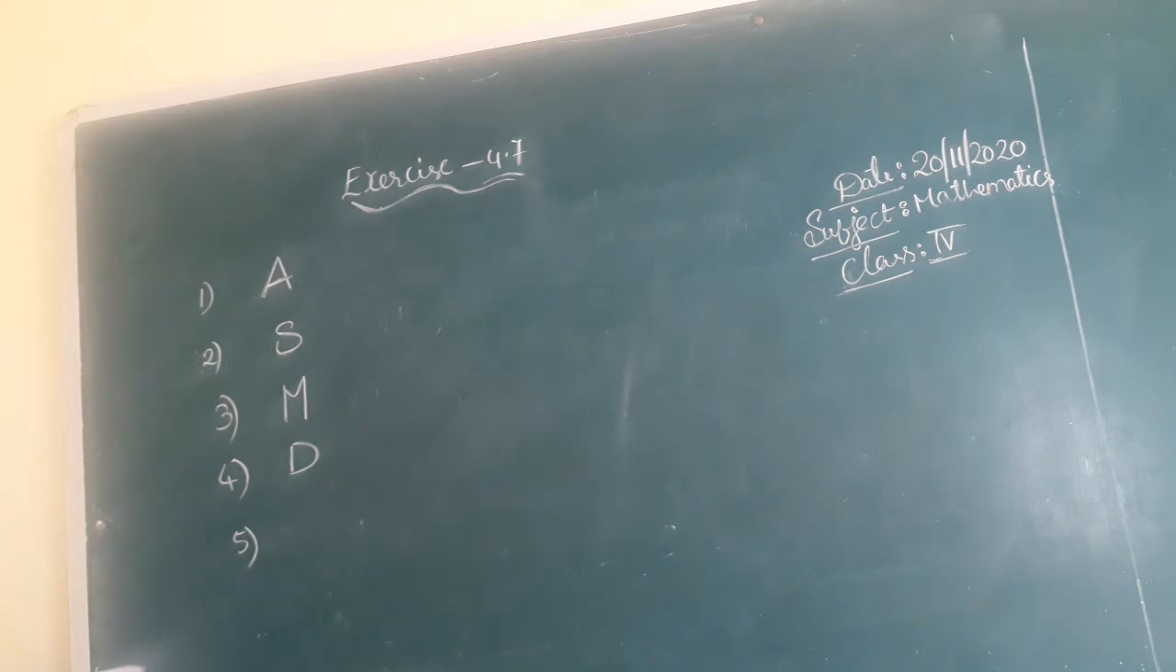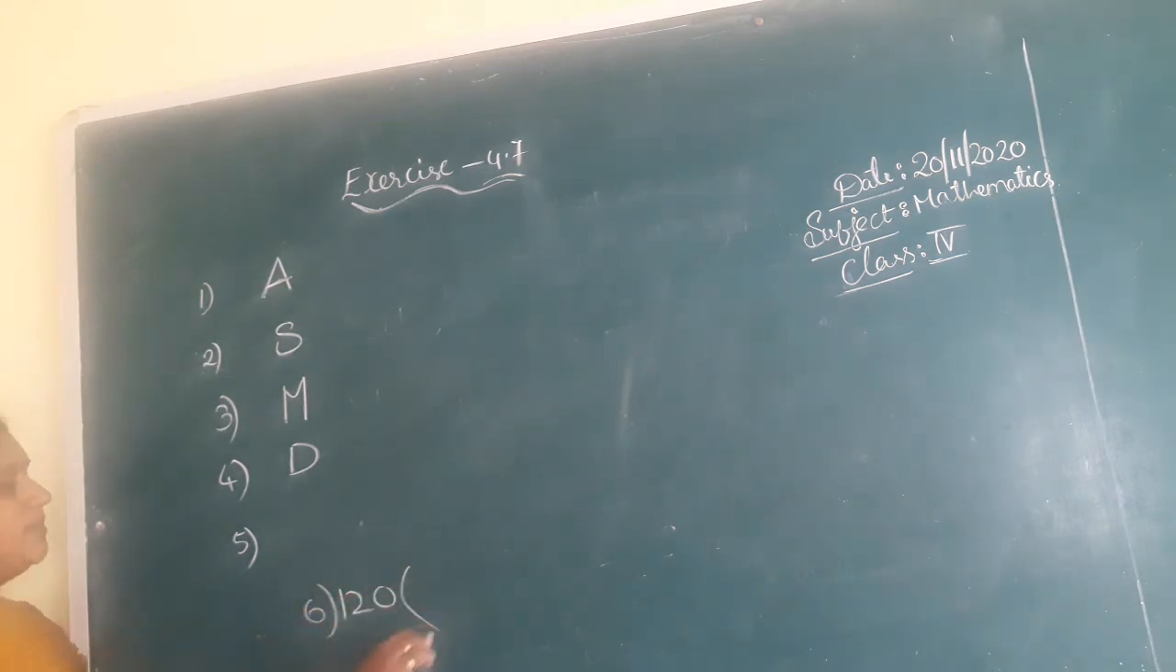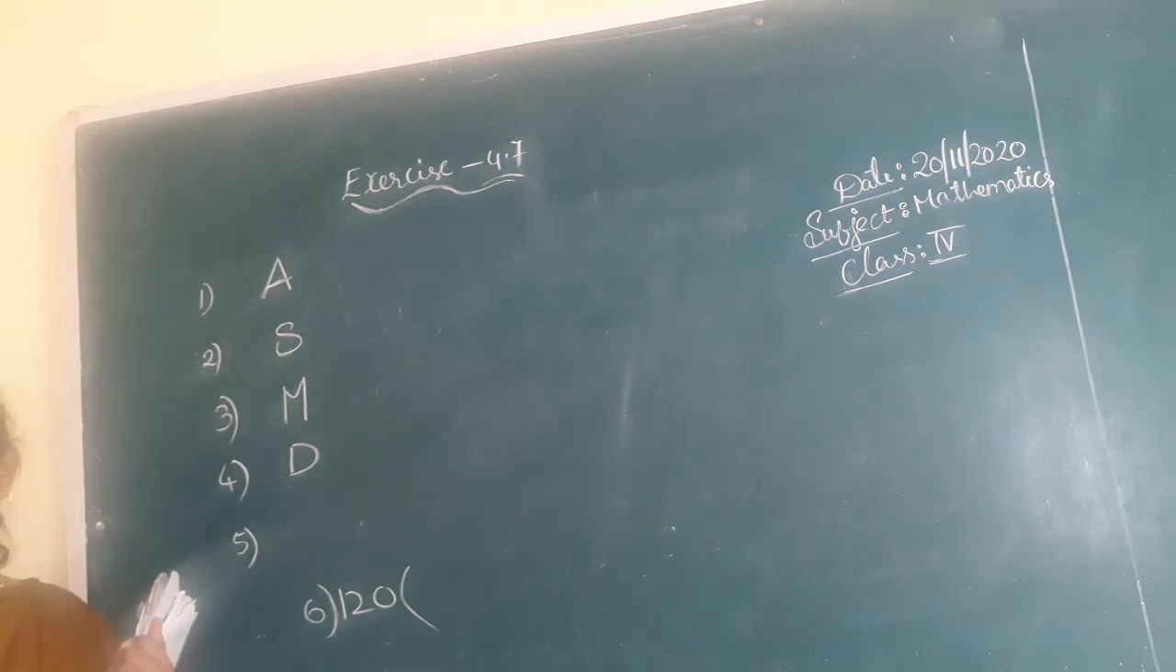There are 120 marbles. Each boy gets 6 marbles. How many boys are there? Total number of marbles are 120. In that, each boy gets 6 marbles. They are asking how many boys are there in that.